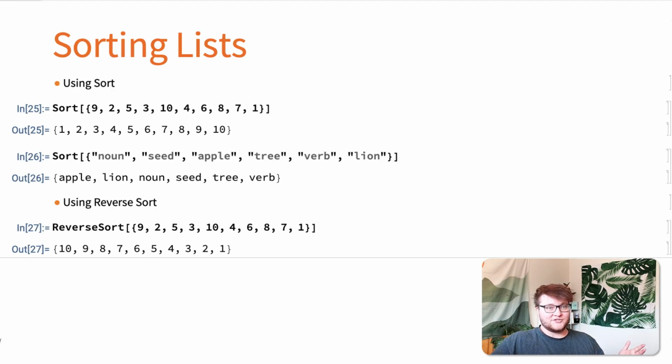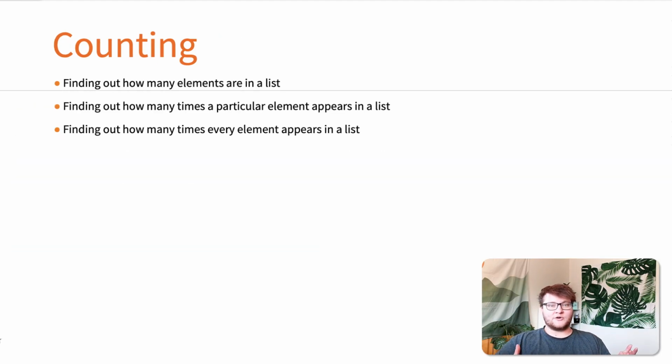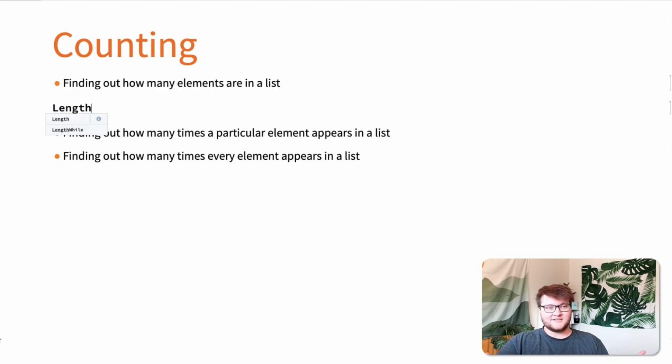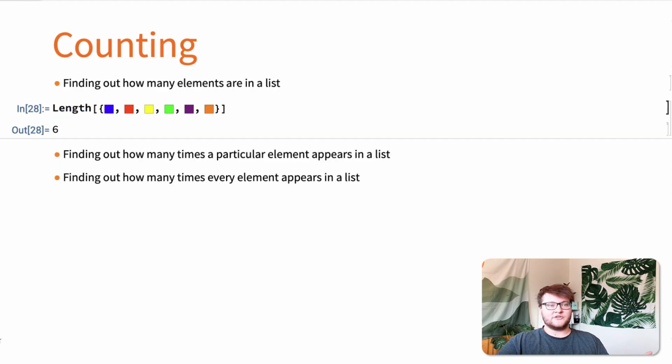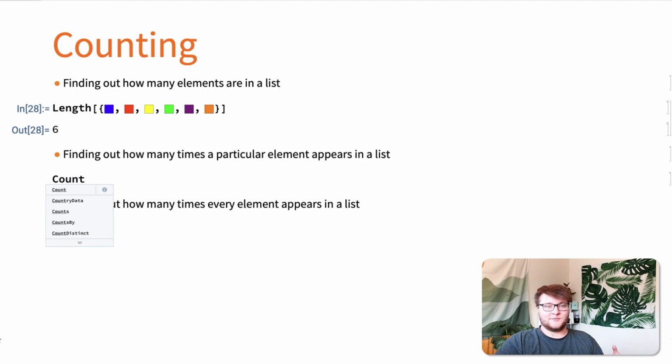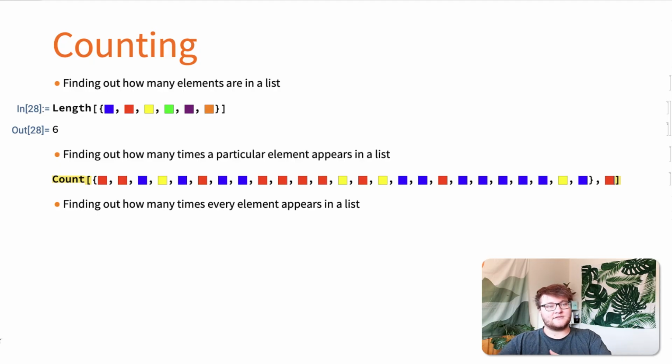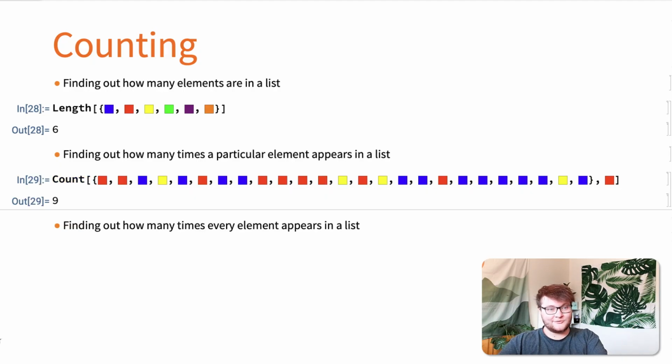Another thing that we might want to do with a list is counting. So we might want to find out how many elements are in a list, which we've done lots of times before, and we could do that using length. We might also want to find out how many times a particular element appears in the list. So the function count takes a list, and it takes the thing that you're looking for, the thing that you would like to count, and in this case it's going to count how many red squares are in my list, which in this case is 9.